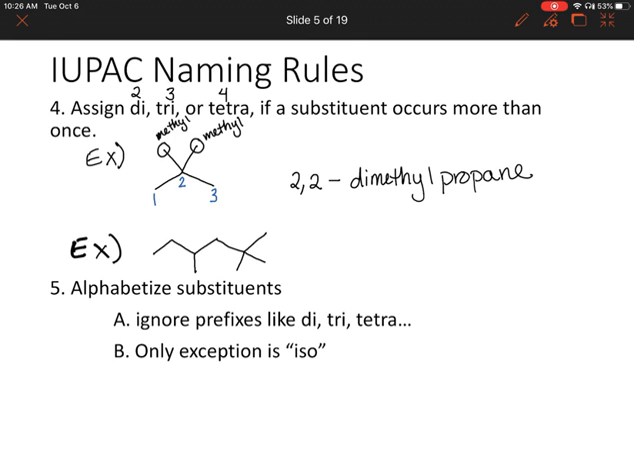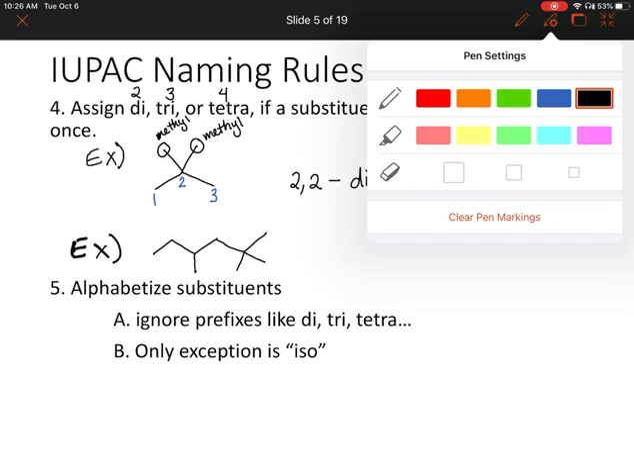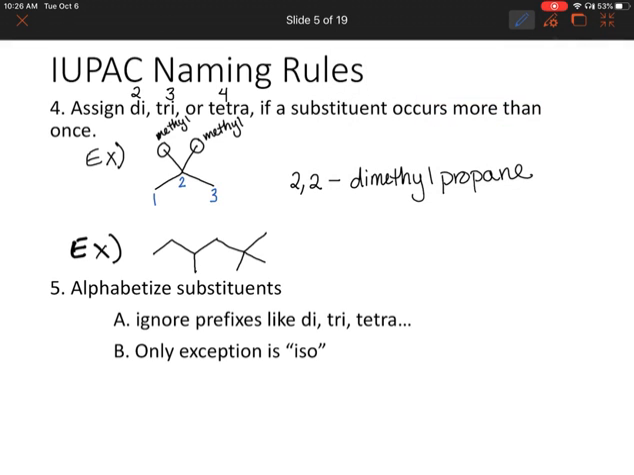So let's try to number the longest chain here. So I'll start from left to right first. So we've got 1, 2, 3, 4, 5, and 6. Okay, so that's our longest chain. So that means that we have hexane. All right, and then it looks like we have 3 methyl groups coming off of that parent chain. So that means we have trimethyl.